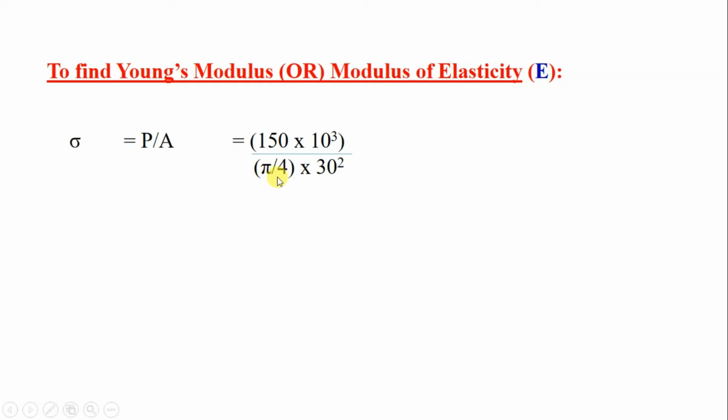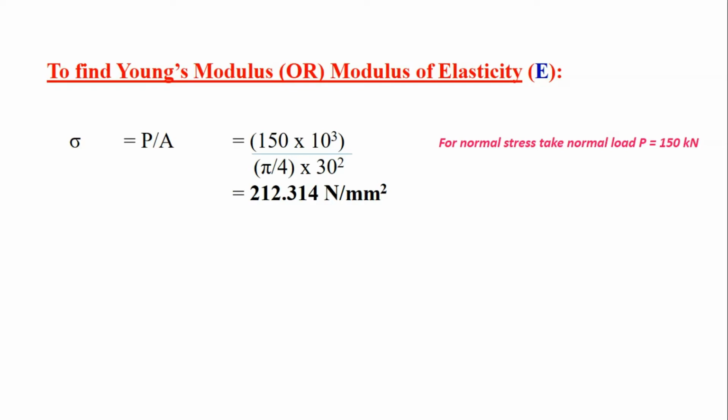It is a circular rod, so the area is pi by 4 d square, where d is the diameter and the diameter is given as 30 mm. So pi by 4 into 30 square. This value comes to 212.314 Newton per mm square. Next, the strain value, that is delta L by L. The delta L in the previous part is given as 0.21 and your L is 200 mm.